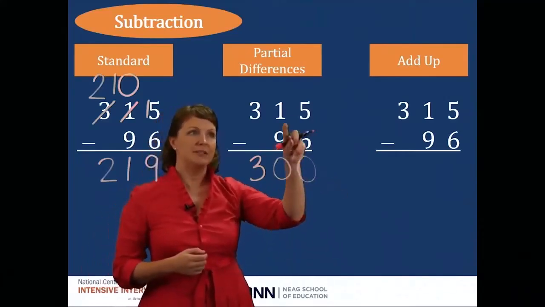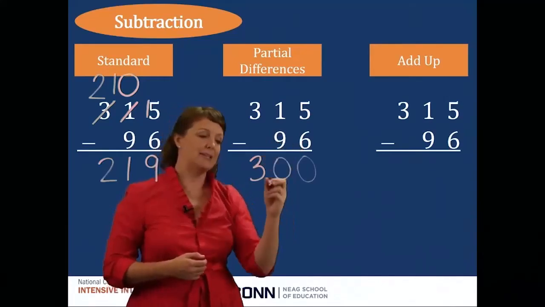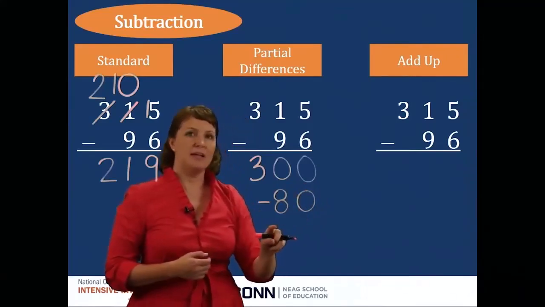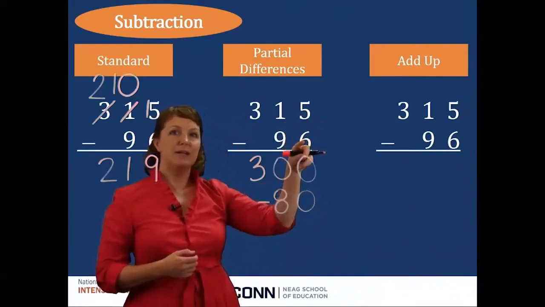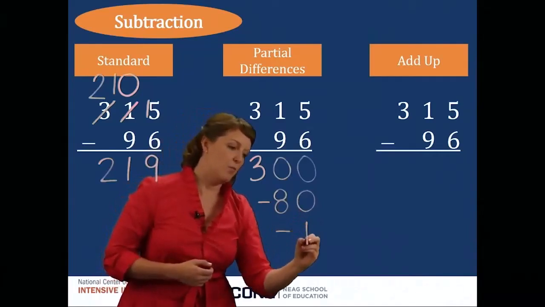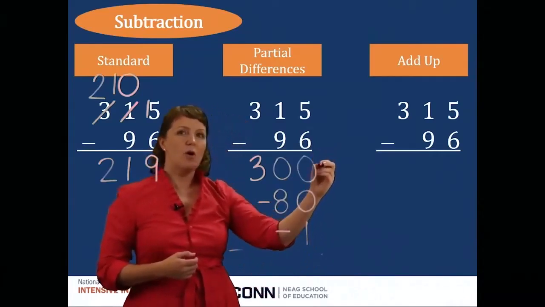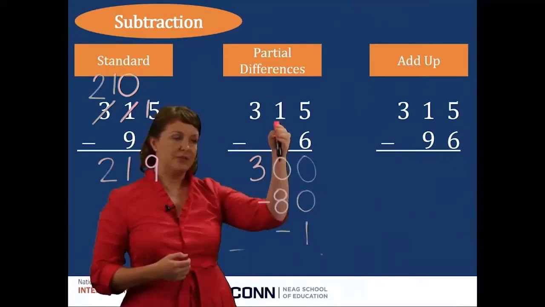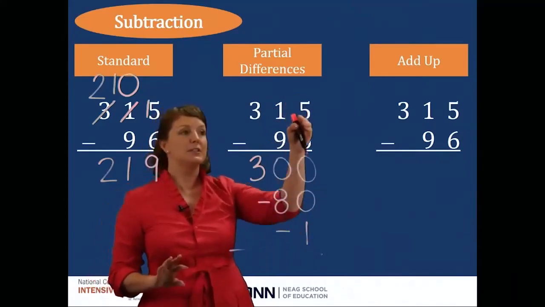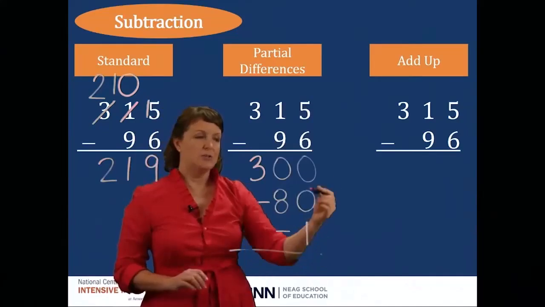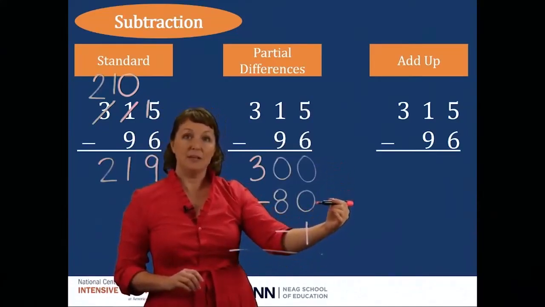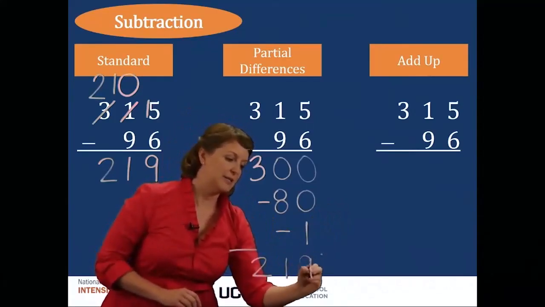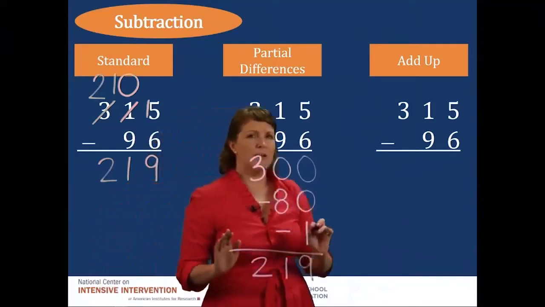Now I'm going to move to the tens. 10 minus 9 tens is negative 8 tens, or negative 80. And then 5 ones minus 6 ones is negative 1. So these are all my partial differences. The difference in the hundreds column is here, the difference in the tens column is here, and the difference in the ones column is here. So now I'm going to do 300 minus 80, that's 220, minus 1 is 219.